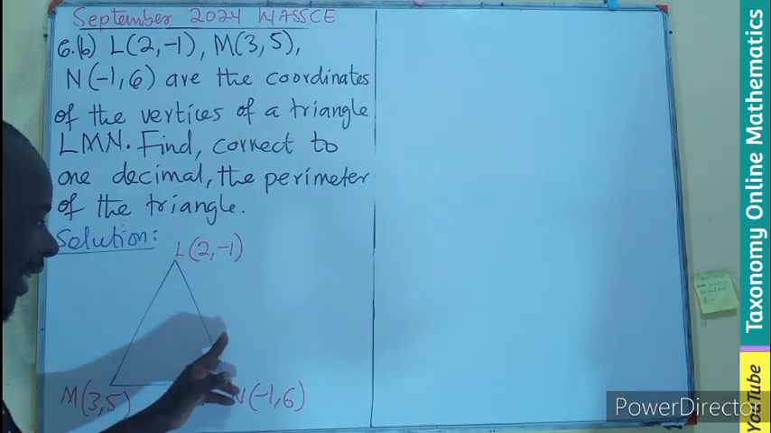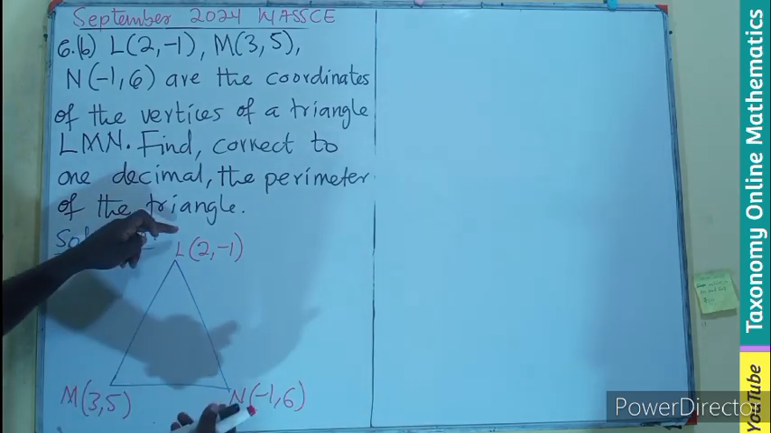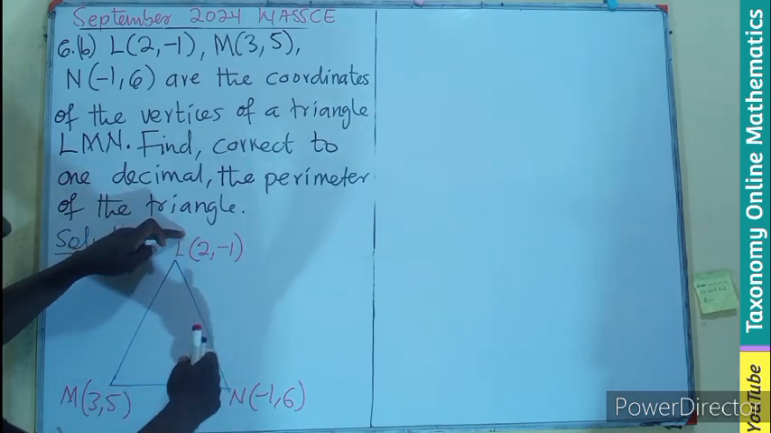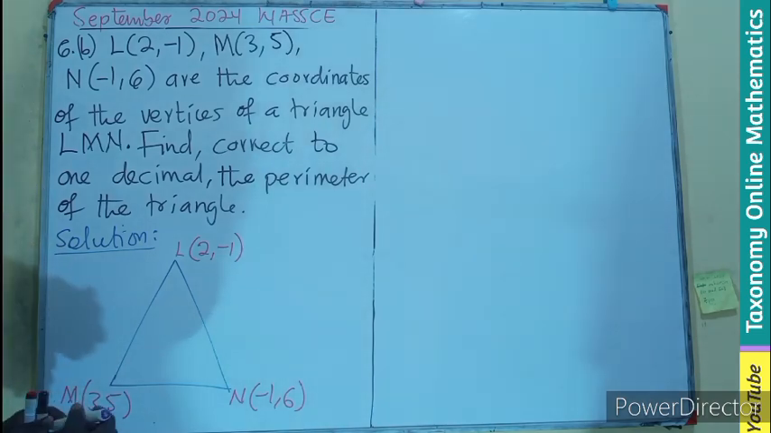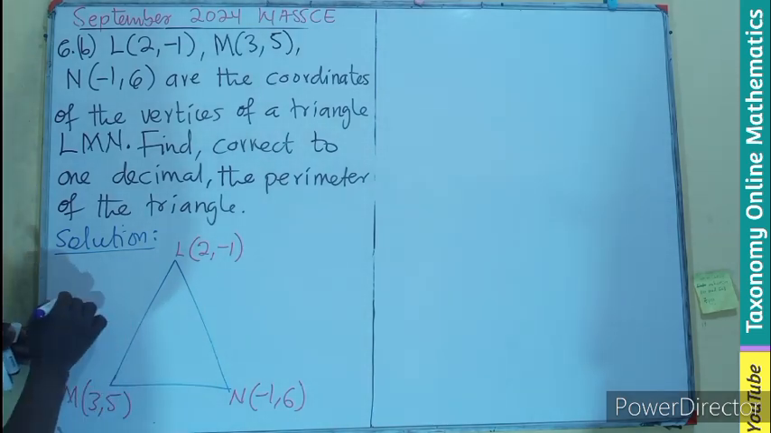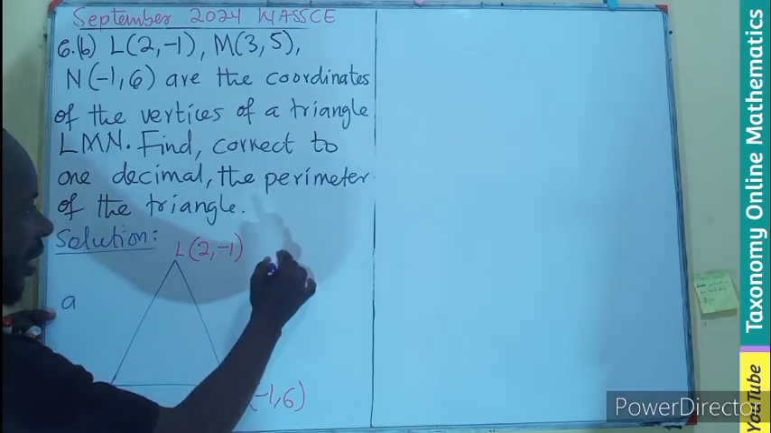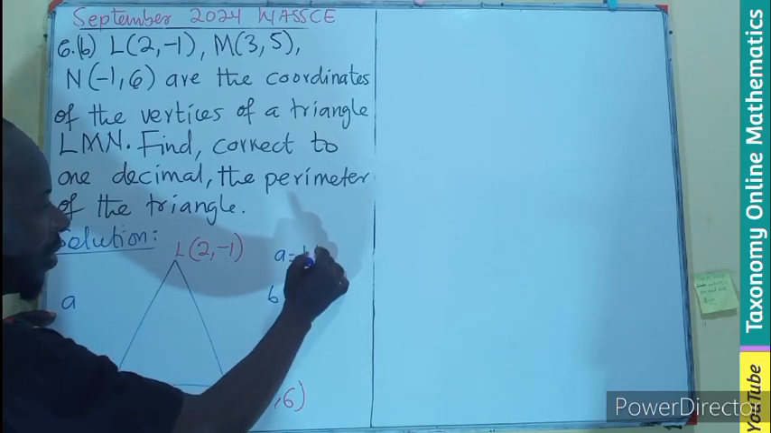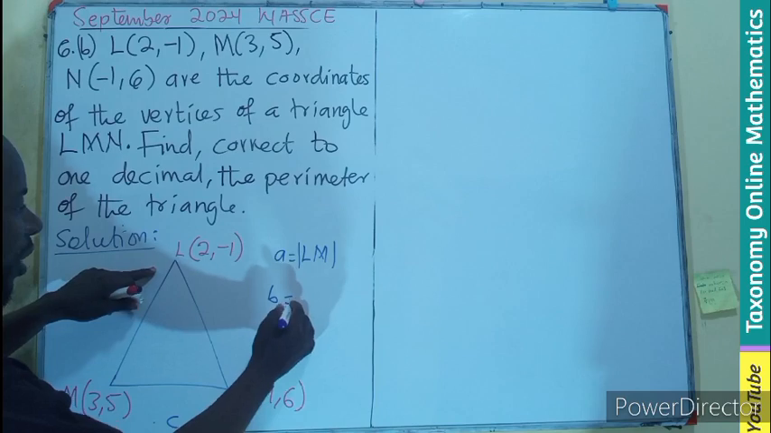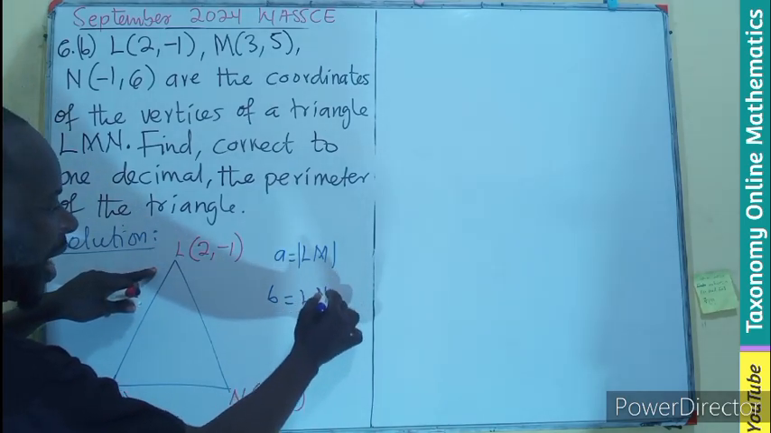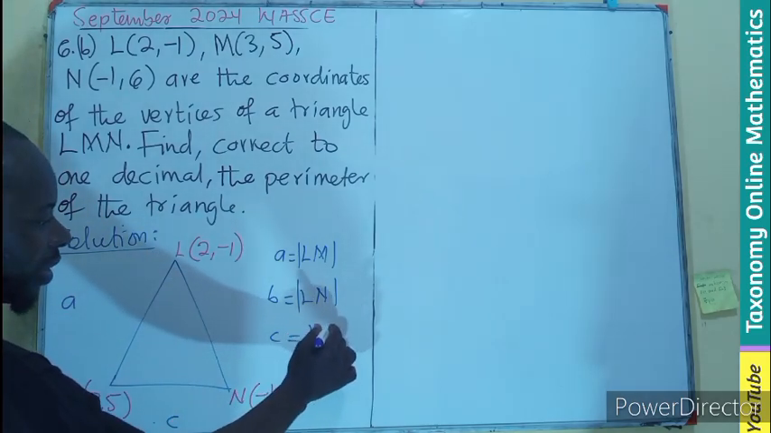So we need to add the length here, here, and here. But how do we get the length? There is no length given here. So we need to use the coordinates to find the length, or the magnitude, of each line. Let's begin from A, B, C. The length A is going to be LM, B is going to be LN, and C will be the length of MN.